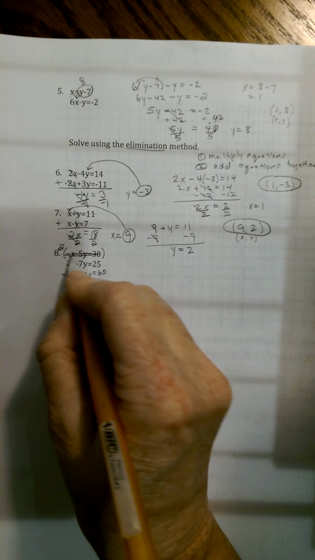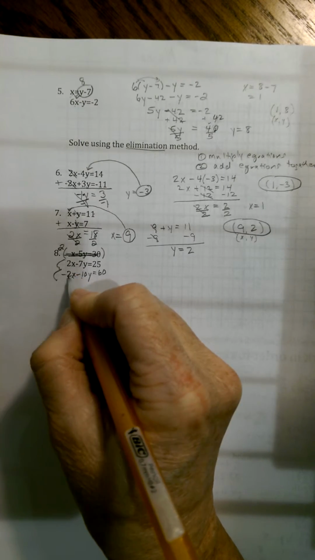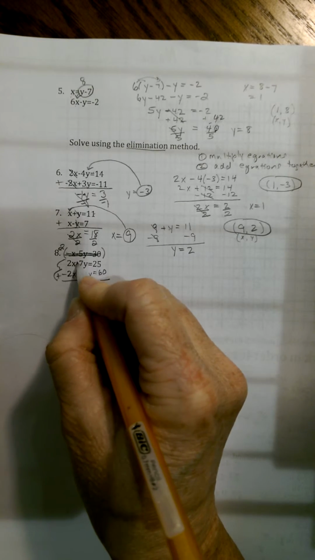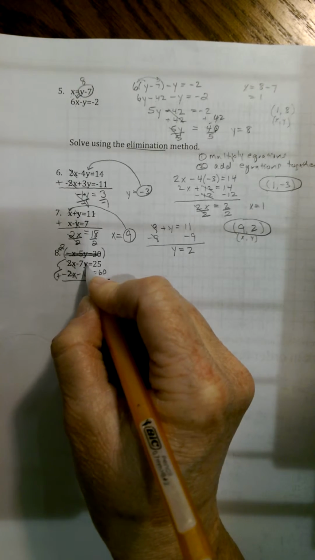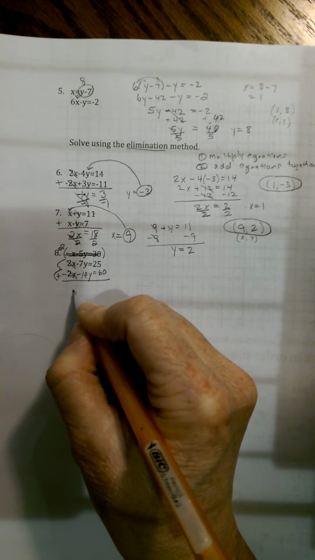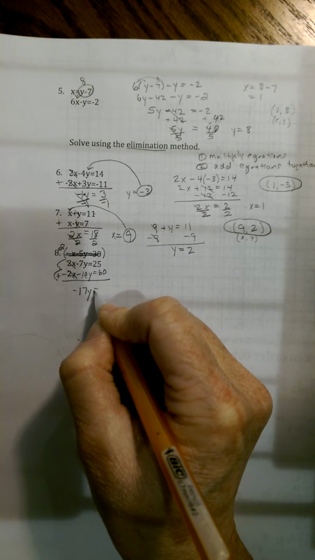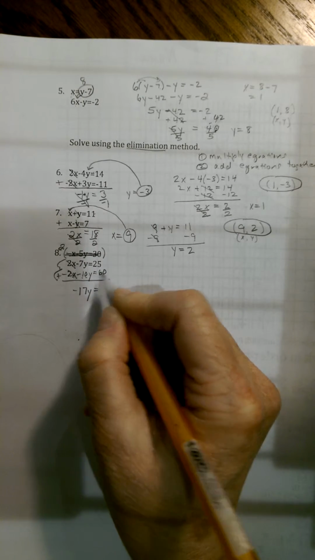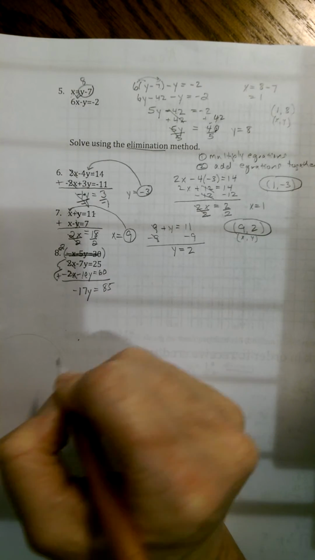So I don't have to use that equation anymore. Now I'm going to use these two because I've rewritten that one right here. And now when I add them together, my x's cancel out, and I have to add negative 7y plus negative 10y, negative 17y, 25 plus 60, that's the same as 85.